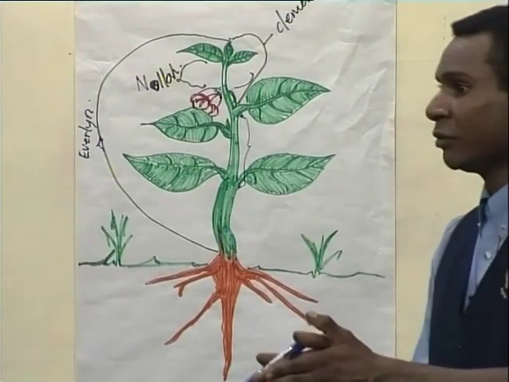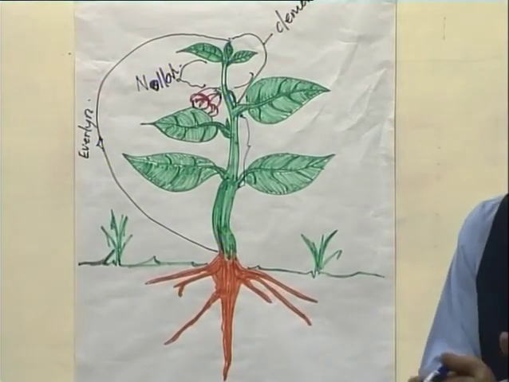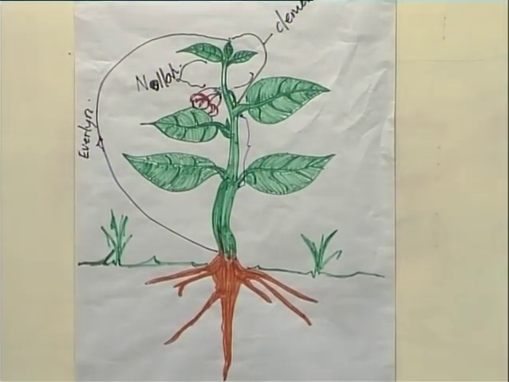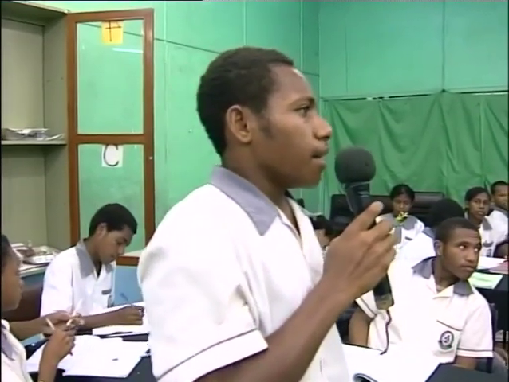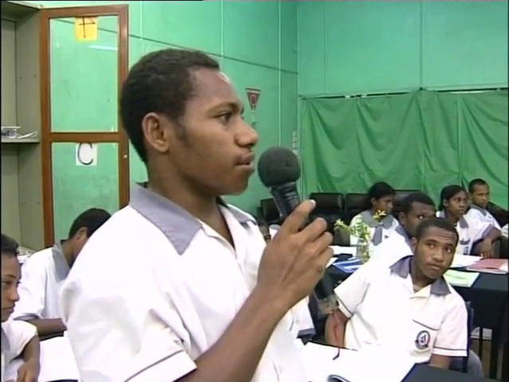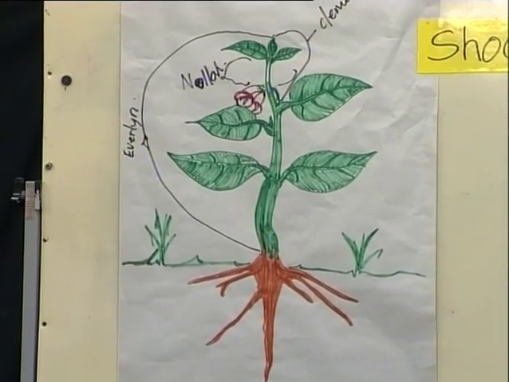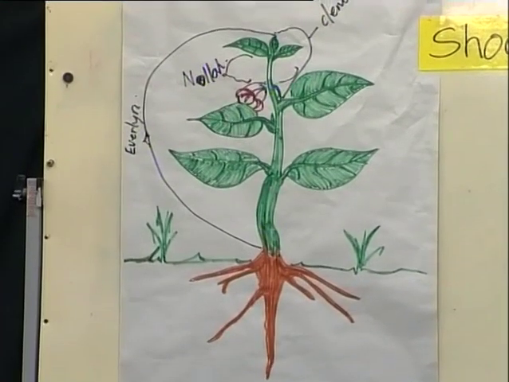Okay, thank you, Cullen. Anyone want to help add on to what Cullen said, or has a different answer? Malvin? Clement's group. Why do you say Clement's group is correct? Because the top of the plant that is going up is the shoot, so it's going up to form new leaves and upwards. Thank you. Very good answer. Any last ones?